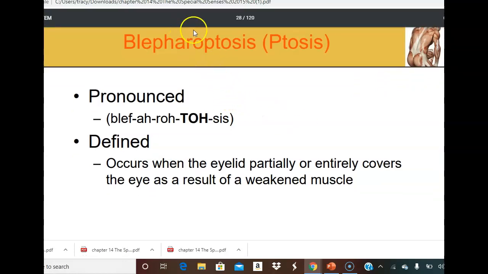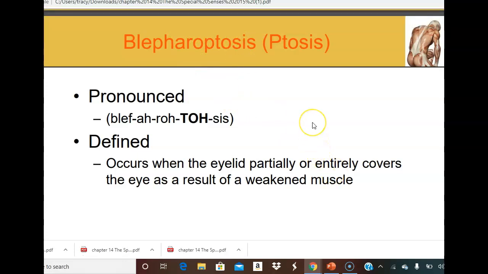Now, blepharoptosis. If we look at our word here, blepharo refers to the eyelid. Ptosis means drooping. So this is when the eyelid partially droops or entirely covers the eye due to some sort of weakened muscle. Now, there's a number of different causes of this. One of the autoimmune diseases that we have talked about is myasthenia gravis, and one of the first signs of myasthenia gravis is a drooping eyelid, but there can be other things.